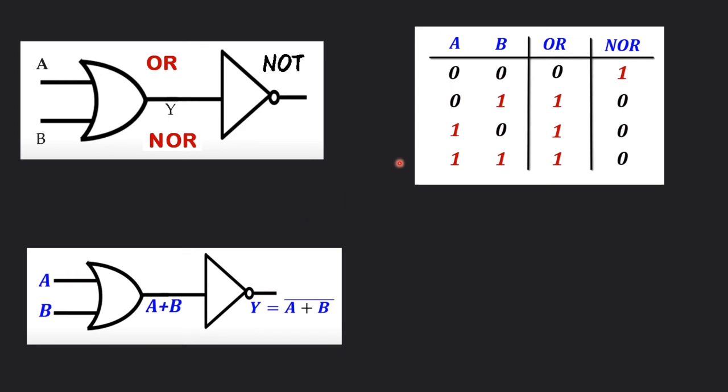And the fourth possibility, A is equal to 1 and B is equal to 1. At that time the output of the OR gate is equal to 1 and the output of the NOT gate is equal to 0, and that output becomes the output of the NOR gate.